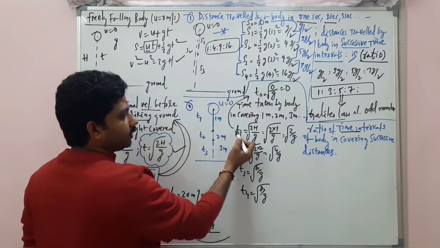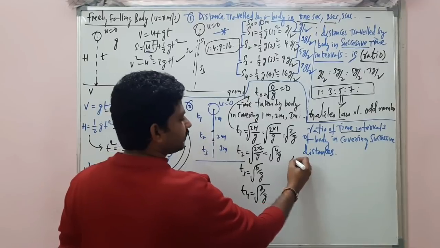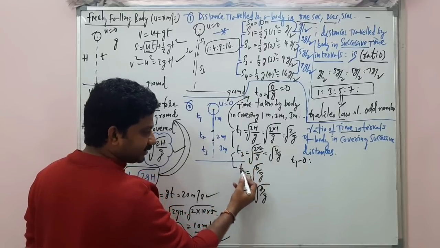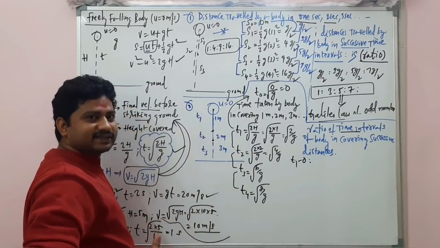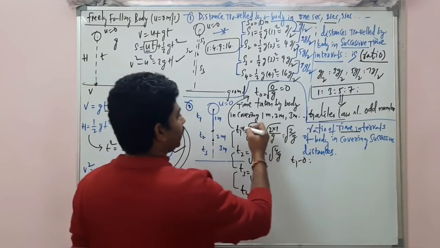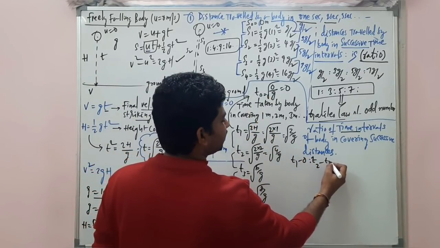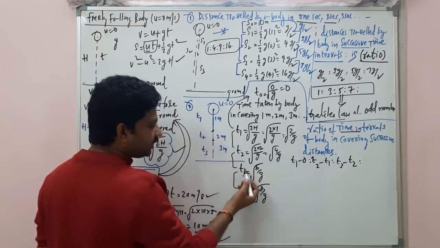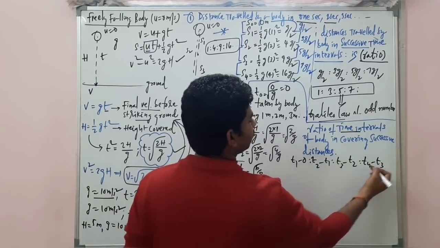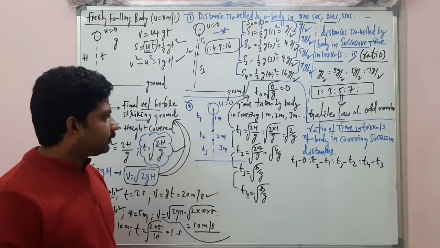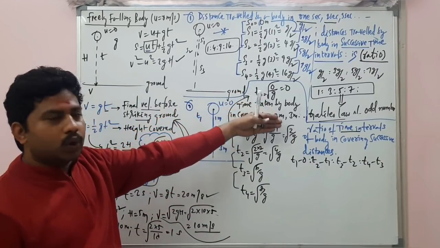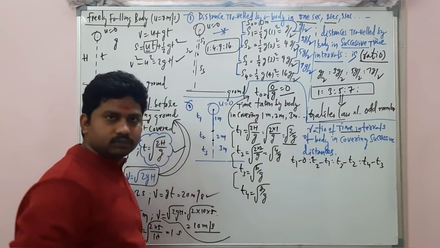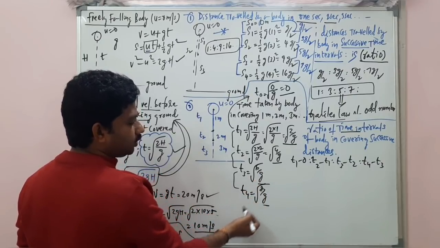Now, the ratio of time intervals in covering successive distances. First thing, t1 minus 0, which is to t2 minus t1, which is to t3 minus t2, which is to t4 minus t3. This interval is what the successive distances covered. Everywhere root 1 by g is common, right?